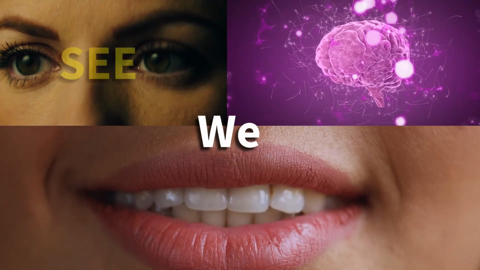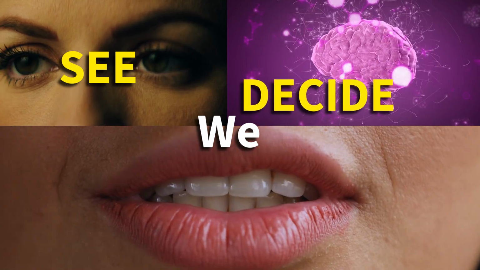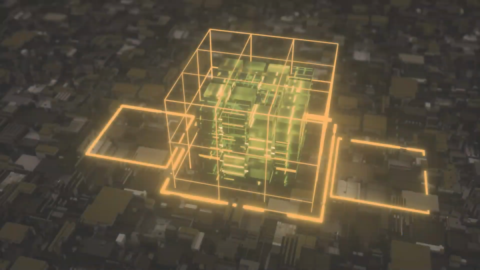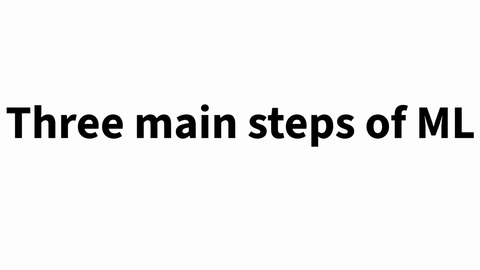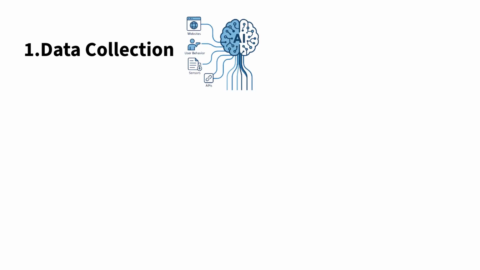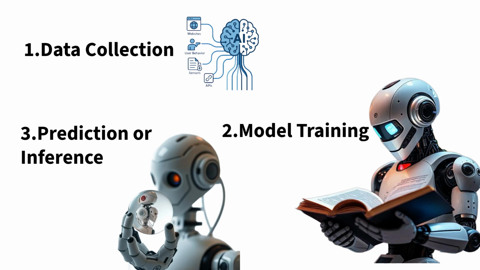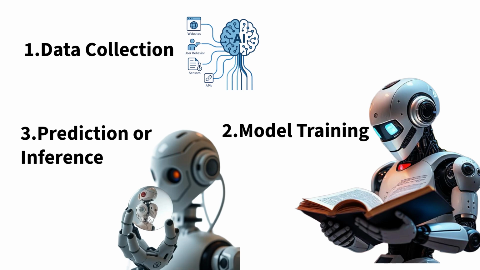As a human being, we see through eyes, we decide through the brain, and we give output through our mouth. We say what it is. Similar to that, machine learning has three main steps to make a decision. The first step is data collection, gathering examples or observations. That is the step where it collects data. The second step is model training. The model learns patterns from this data. It might be an orange or an apple based on how it looks, how the structure is, how the color is. The third step is prediction or inference. It uses what it learned to make decisions on new and unseen data.